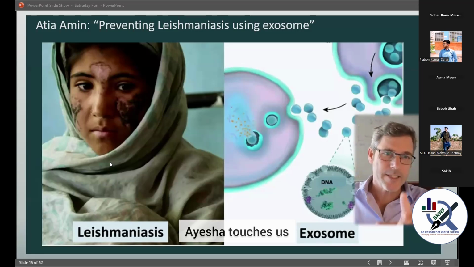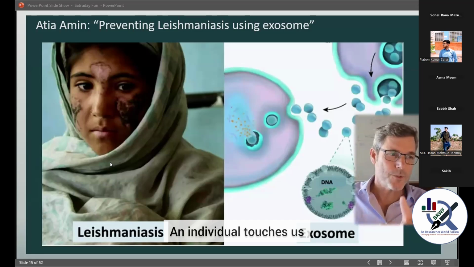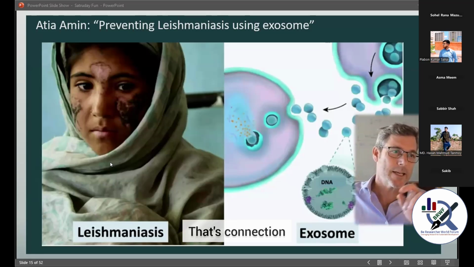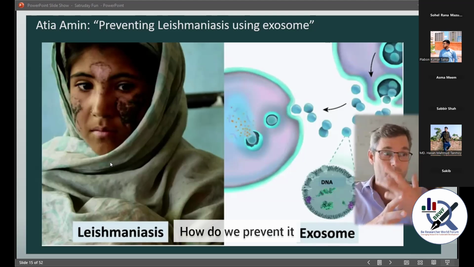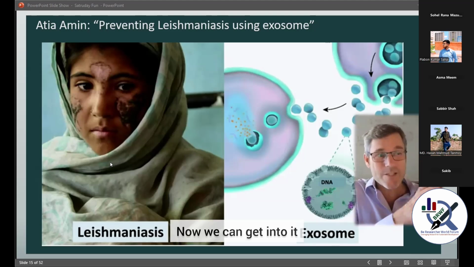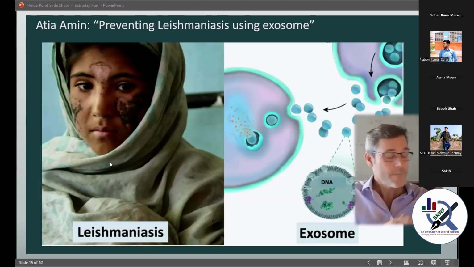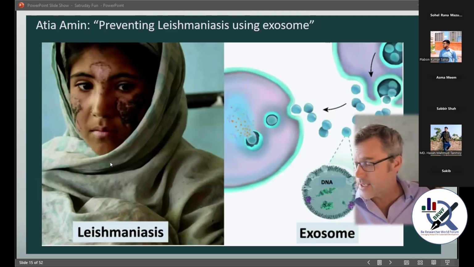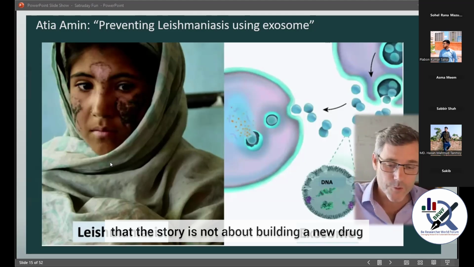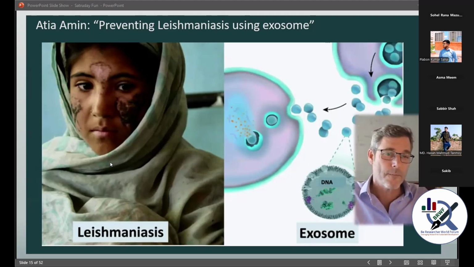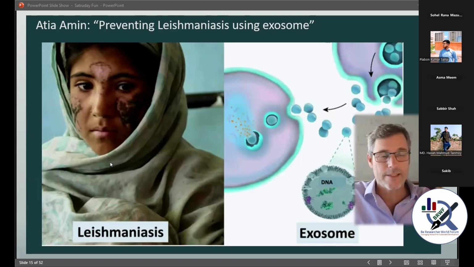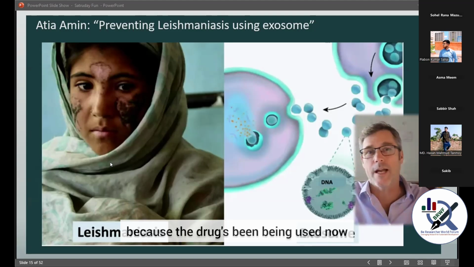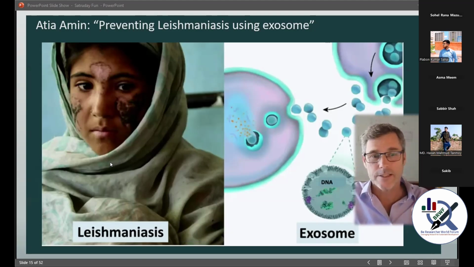But Aisha touches us. An individual touches us. That's connection. Now we understand what's going on. Okay, it's a parasite that causes scars. How do we prevent it? Now we can get into it. It actually turns out, in this case, that the story is not about building a new drug. The drug used to work. It's about overcoming the drug resistance that has happened because the drug's been used for the last 50 years. And the parasites become drug resistant.